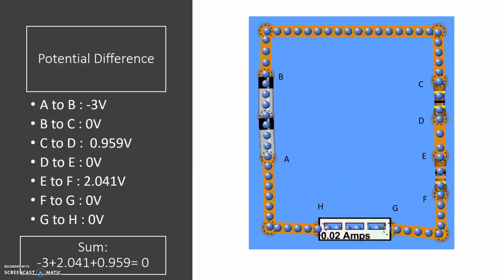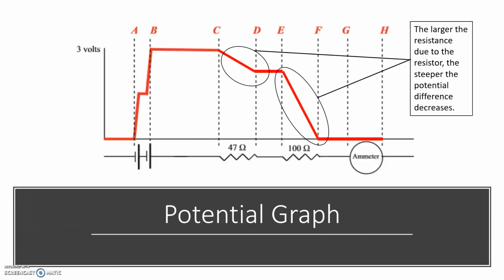As seen in the previous circuit, I measured the potential difference between points A, B, C, D, E, F, G, and H. The sum of the potential differences between the entire circuit adds up to 0. When mapping out the previous potential differences onto a graph, you can see that the decrease in potential is over the path of the resistors, and the larger the resistance due to the resistor, the steeper the potential difference decreases. And ultimately, the potential difference goes to 0.